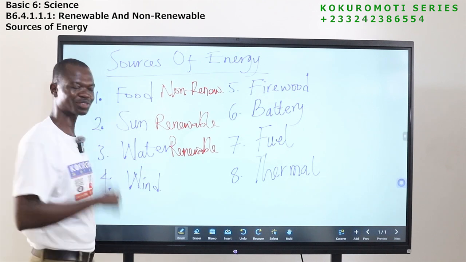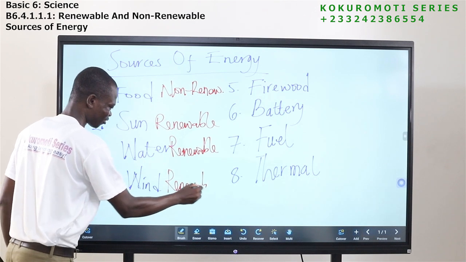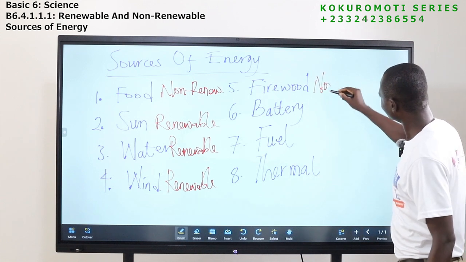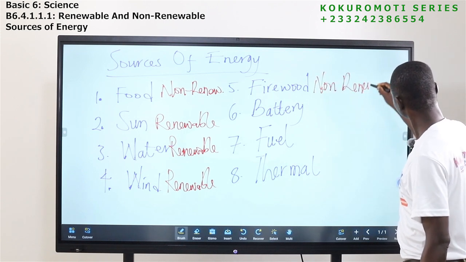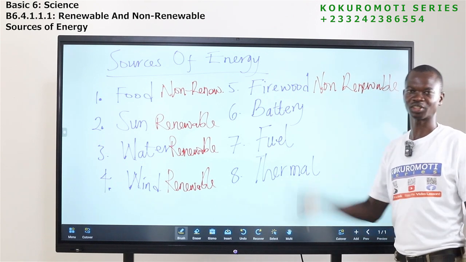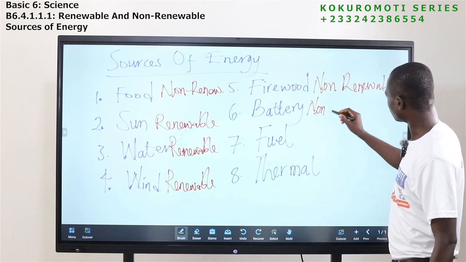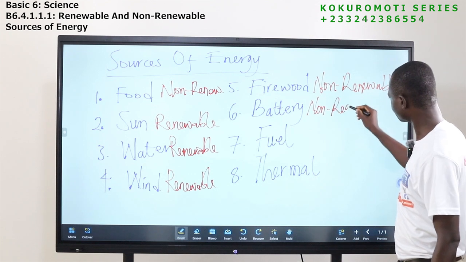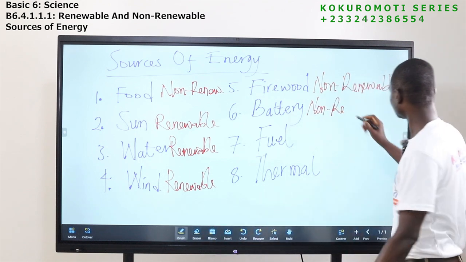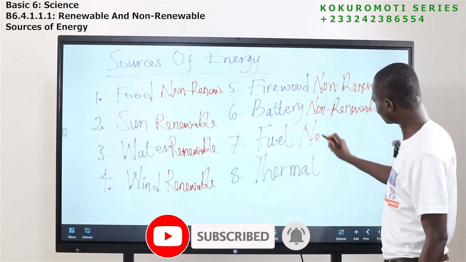Wind. Is wind renewable or non-renewable? Wind is renewable. You can't finish using the wind. Firewood is non-renewable, because we can finish using firewood, and after you have finished using it, you can't get it back. Okay, the next one is battery. Battery is non-renewable. When the energy runs out, you throw it away. Fuel, non-renewable.